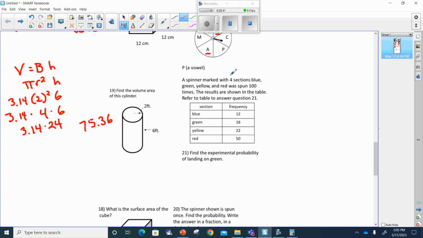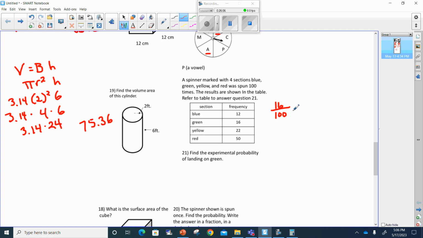It says a spinner mark with 4 sections, blue, yellow, blue, green, yellow, and red was spun 100 times. The results are shown in the table. Refer to the table to answer question 21. Find the experimental probability of landing on green. Well, green is 16 out of, remember, they said it was 100 times.